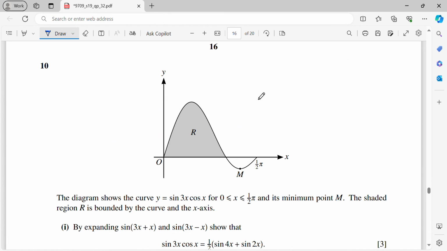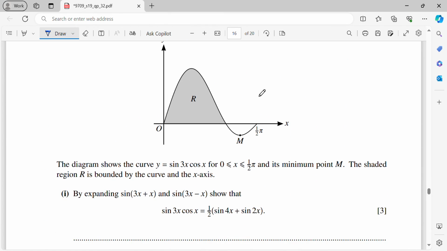Okay, now for question 10. The diagram shows a curve y equals sine 3x cos x for x between 0 and half pi, and the minimum point M. The shaded region R is given. By expanding sine (3x plus x) and sine (3x minus x), show this.